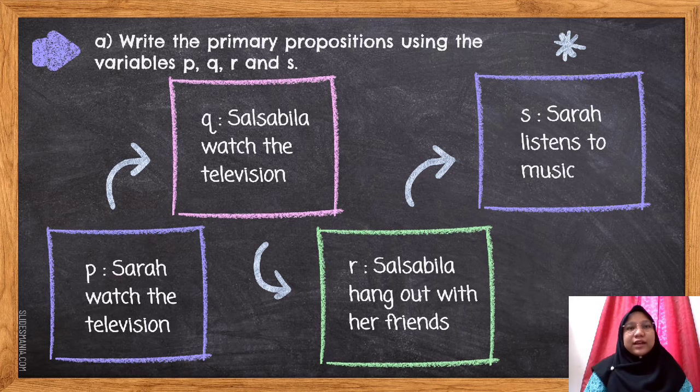For question A, write the primary propositions using the variables P, Q, R, and S. We can separate the sentence. So P, Sarah watched the television. Q, Salsabila watched the television. R, Salsabila hang out with her friends. And S, Sarah listened to music.